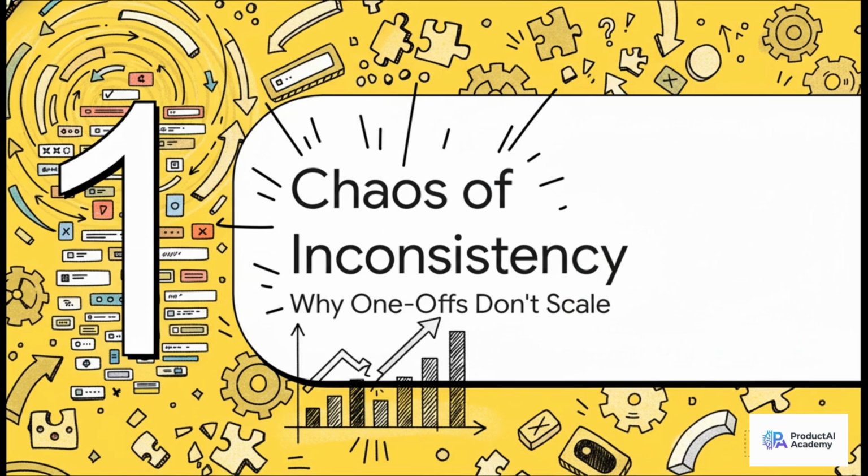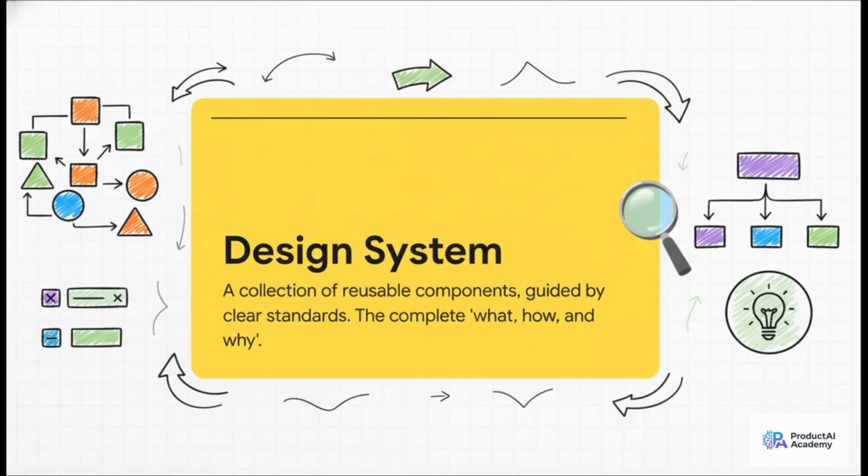We're going to talk about why that one-off, screen-by-screen design approach just completely falls apart for any product that's meant to grow. The solution to all this chaos is a true design system. And let's be super clear here. This is not just a UI kit you download. A UI kit is just the what. Here are the buttons, here are the inputs. A real design system, though, includes the foundations, the patterns, the rules. It's the entire what, how, and why behind every single decision you make.